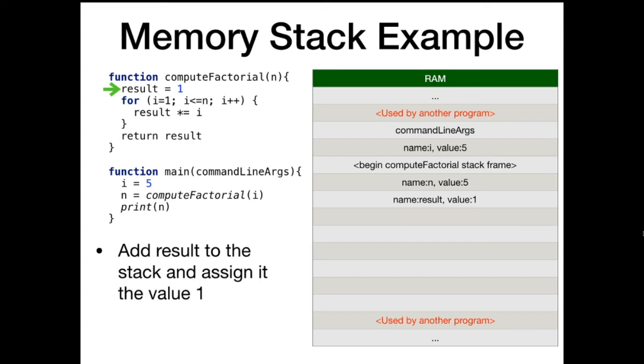Then we're going to create another variable, result, and assign it the value 1. That's going to go on the stack. And we're always adding variables at the next available memory address on the stack. And we're never going to remove a value from the stack unless it's the last one. So we're never going to have gaps in the stack. This is one continuous block of memory. It is effectively an array. We have one big continuous block of indexed random access memory.